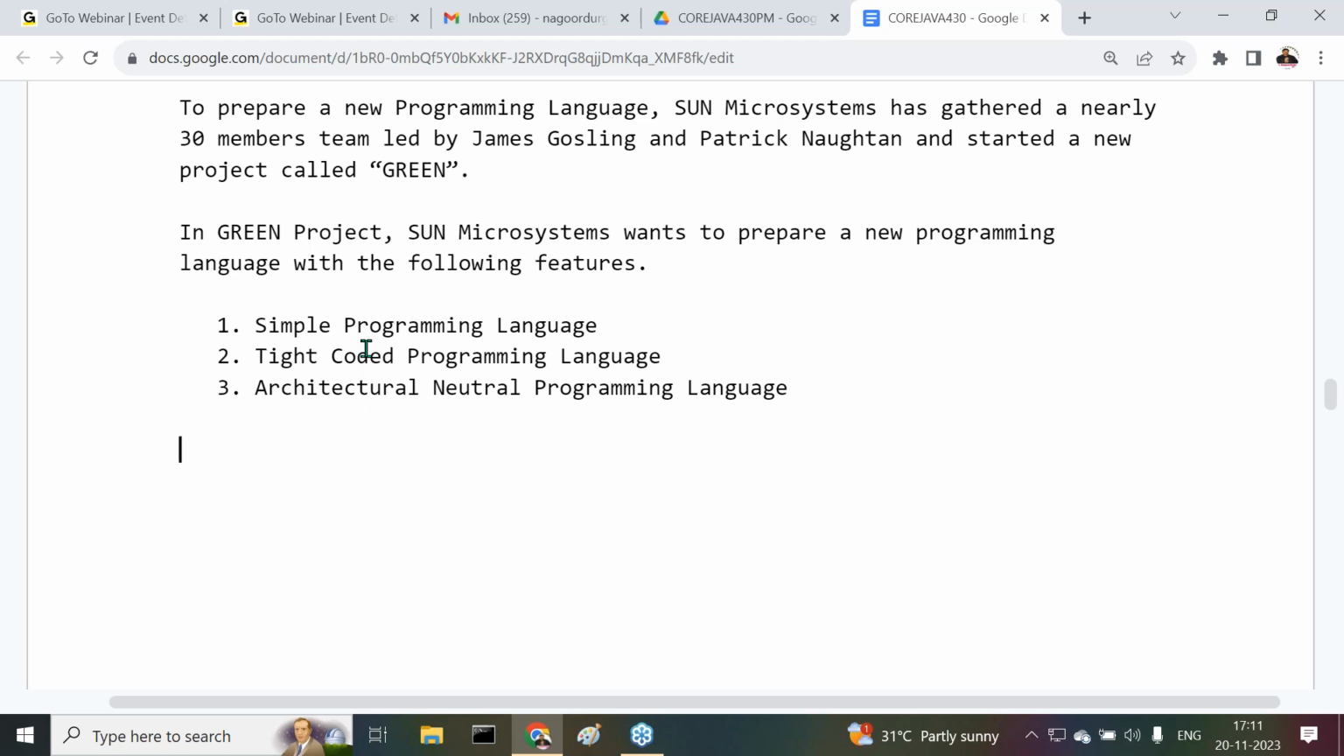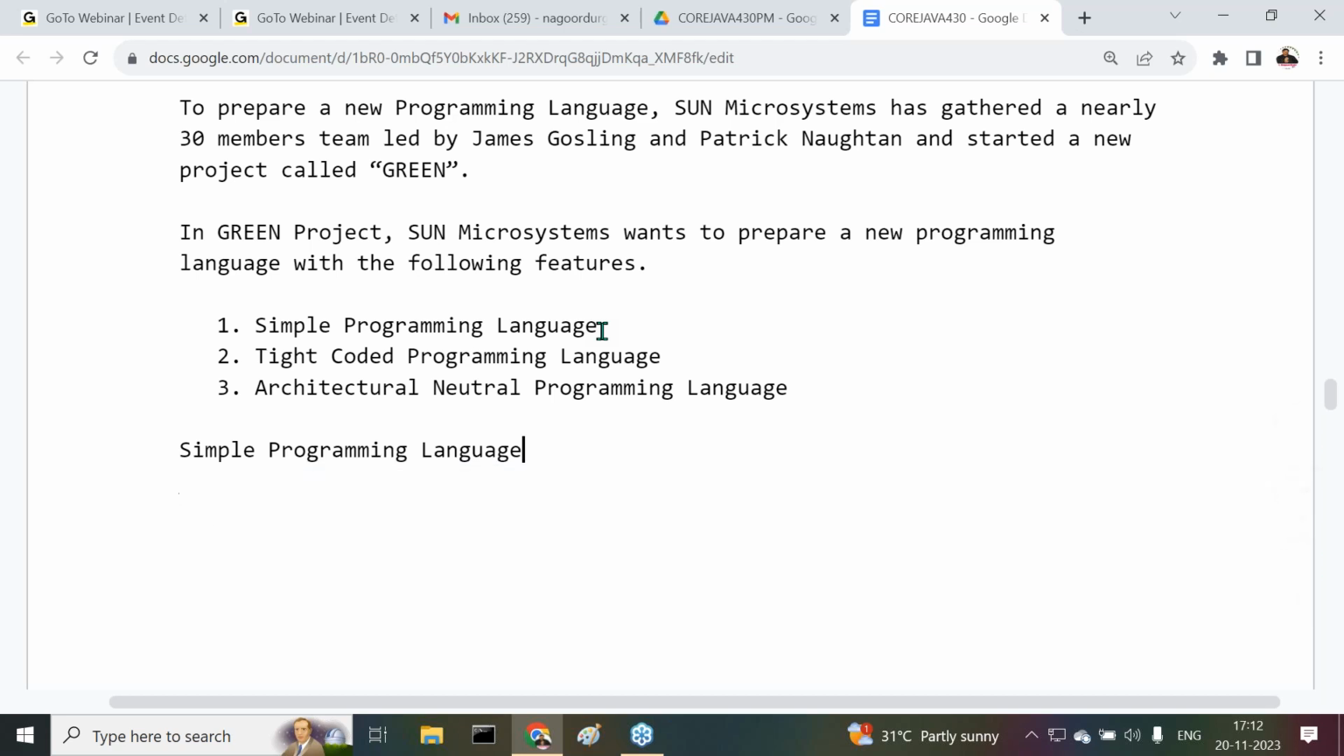Leave it anyway. The point I'm telling you here: in the Green project, Sun Microsystems wanted to prepare a new programming language with the following features. What are the various features provided by Sun Microsystems? A simple programming language, a type-coded programming language, an architecture-neutral programming language they wanted to prepare. Now we need to understand what is the meaning of a simple programming language from the point of view of Sun Microsystems, and what they were thinking about a simple programming language.